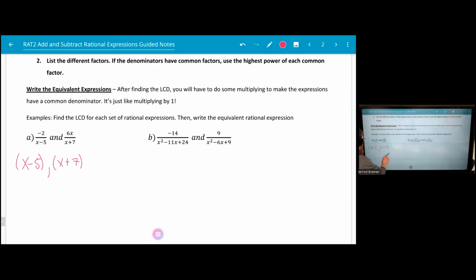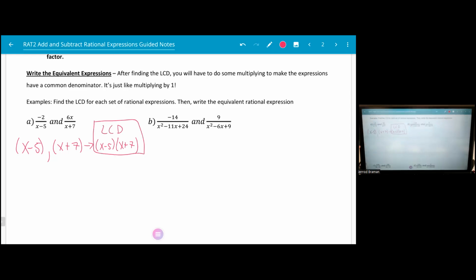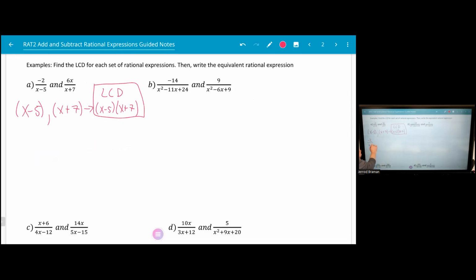We end up with our LCD being x minus 5 times x plus 7. That is our LCD, not liquid crystal display. It's not a TV. Our lowest common denominator, least common denominator. In other words, I want to take -2 divided by x minus 5 and make it something over x minus 5 times x plus 7.